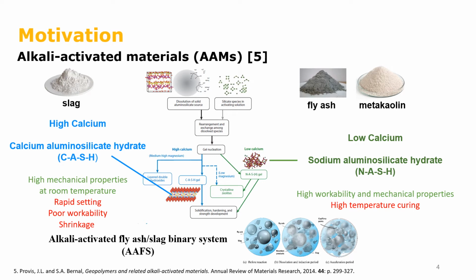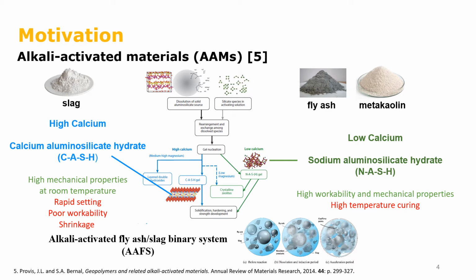Alkali-activated materials, also known as geopolymers, are considered a good choice. Based on different precursors such as fly ash, slag, and metakaolin, we can get different types of alkali-activated materials. For the high calcium system with slag, the main product is C-A-S-H. It shows high mechanical properties at room temperature. However, rapid setting, poor workability, and shrinkage limit its application.